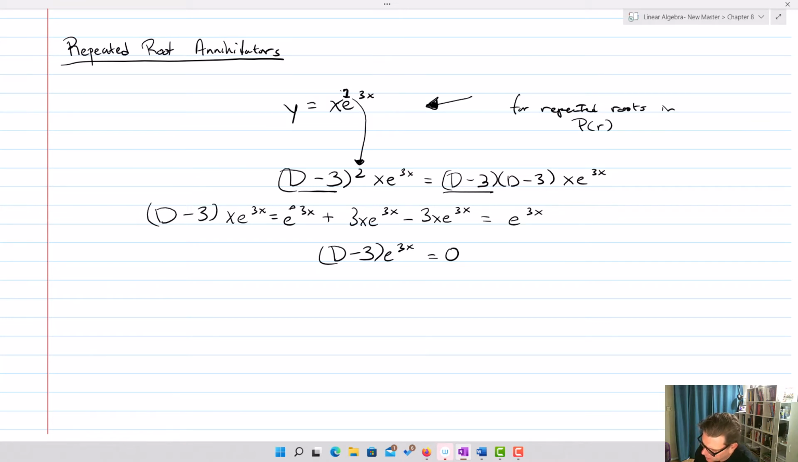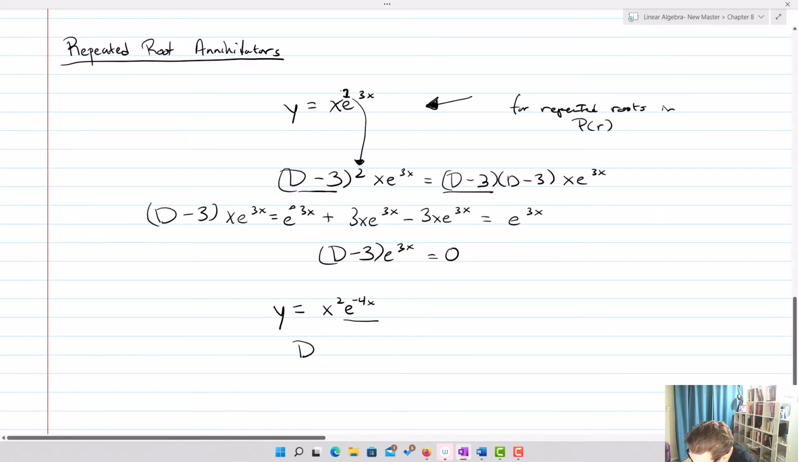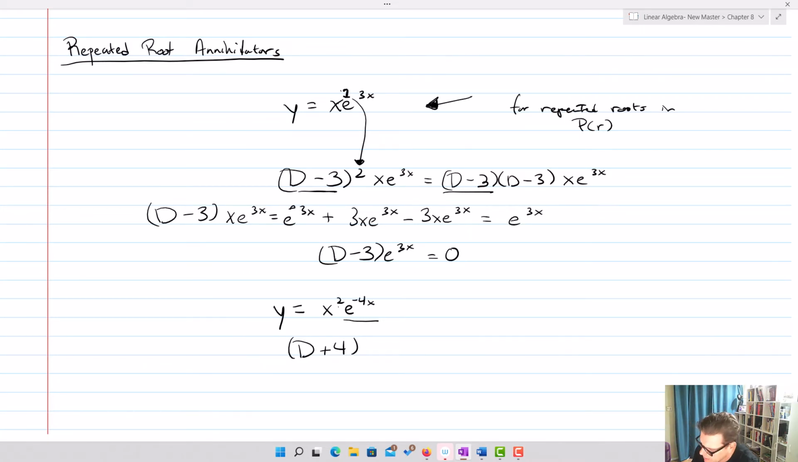Okay, so say, for example, we'll take another example. Let's say I have y equals x squared e to the negative 4x. So I know that my annihilator for e to the negative 4x is going to be d plus 4. But I have x squared, so if you recall, no power is needed for the zeroth power of x, one power for x, and x squared is going to require us to have a third power. D plus 4 cubed applied to x squared e to the negative 4x.